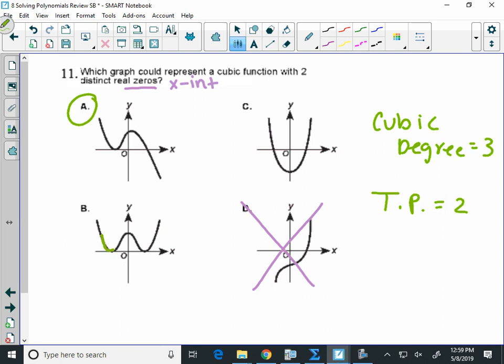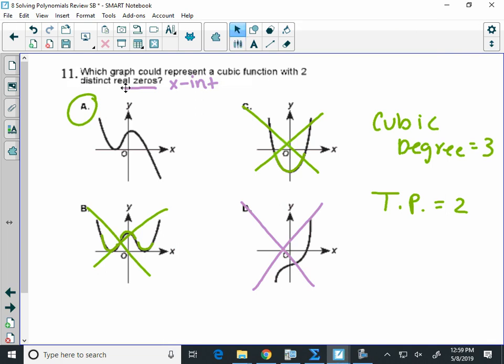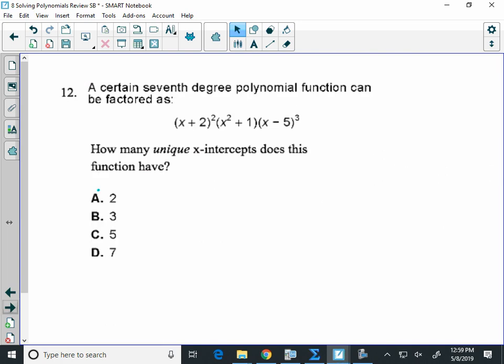B has 1, 2, 3 turning points. C only has 1. C is a quadratic because it has 1 turning point. B is a quartic because it has 3 turning points. So that means A is my cubic, and it crosses the x-axis twice. Okay. We take a look at the next one.